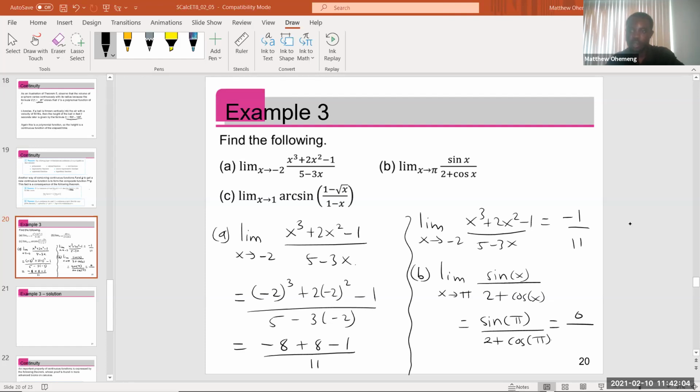Cosine of pi is -1. So you're getting something like 0 over 2 minus 1. And what is that? That's just 0. And this one didn't give us any issue. So that's our final answer. Are you okay with this? Any questions?